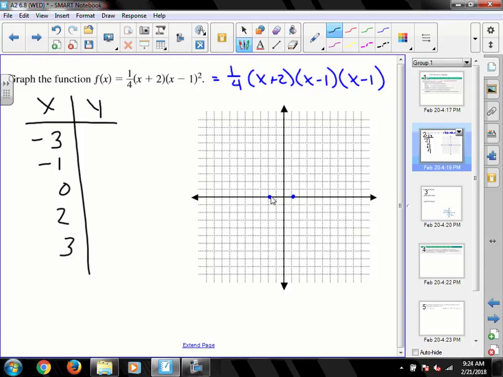Why 2 and 3? Because I can. We don't have to. I would be fine if you stopped at -3 and 2, but make sure you give me some points in the middle, in the middle of the 2 blue points. You could have just done 0, yes. The more points you have, the better your graph will turn out.